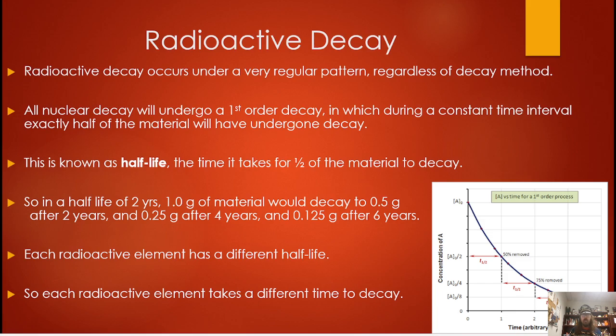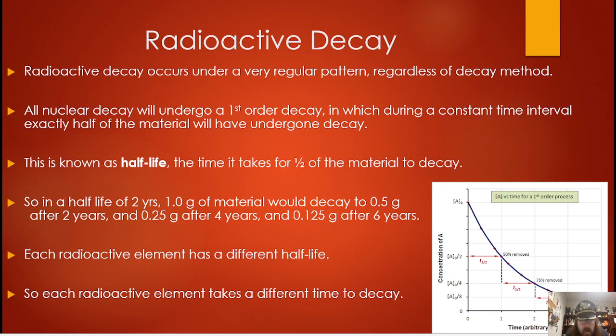For a given sample, after a certain period of time, exactly half of the material will have undergone decay, regardless of what we have. This is, of course, the half-life. We discussed this previously, but that is an advantage and a major disadvantage of nuclear chemistry.